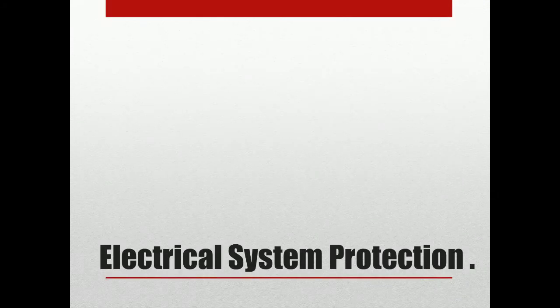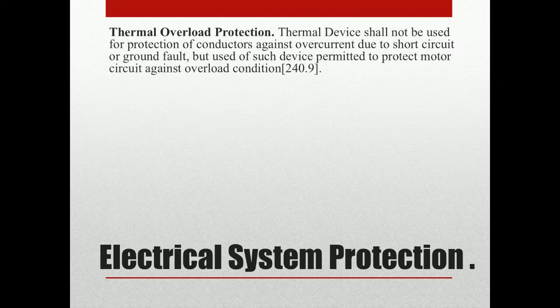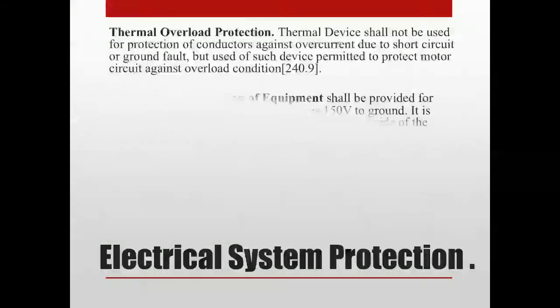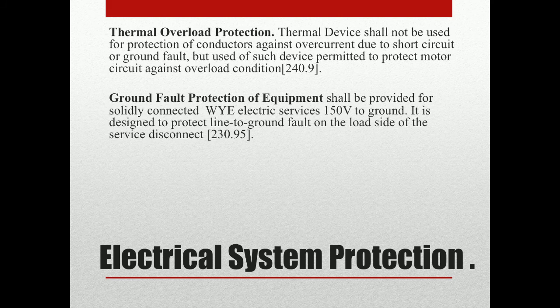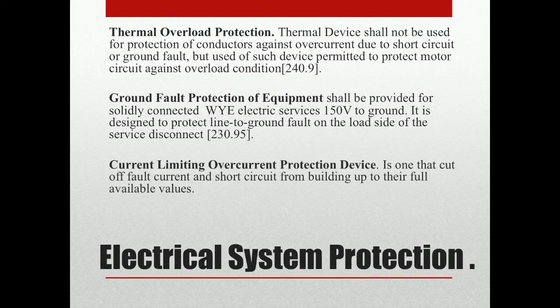An electrical protection system may follow protection under thermal overload, ground fault protection of equipment, and current limiting overcurrent protection device. Thermal overload protection: a thermal device shall not be used for protection of conductors against overcurrent due to short circuit or ground fault, or use of such a device is permitted to protect a motor circuit against overload condition.